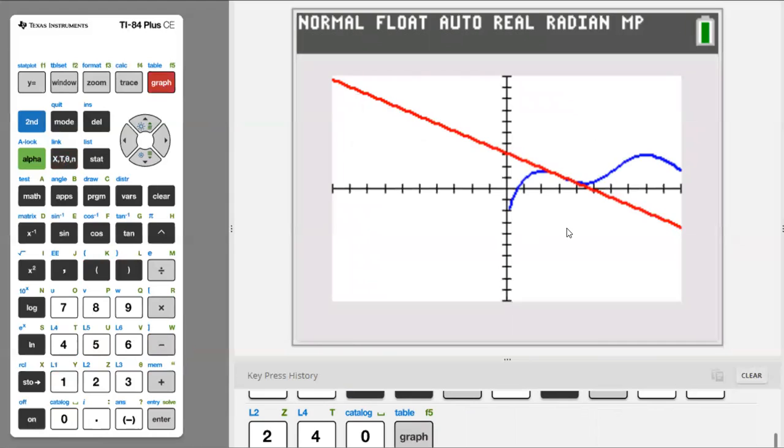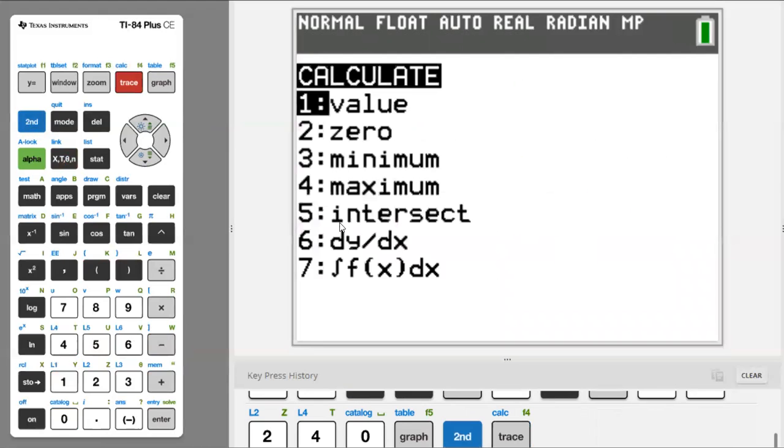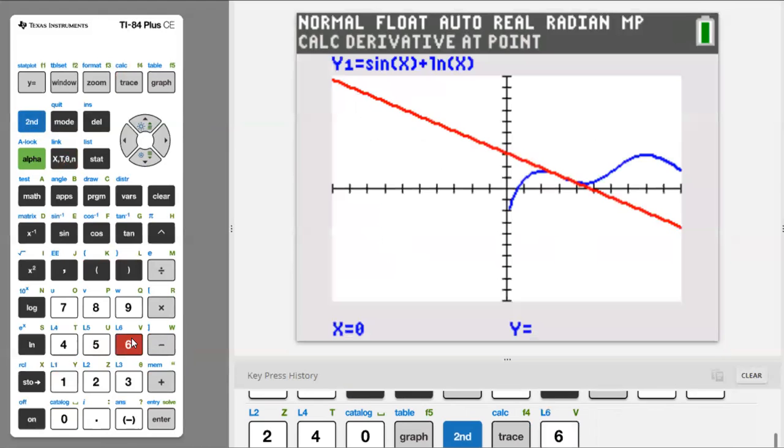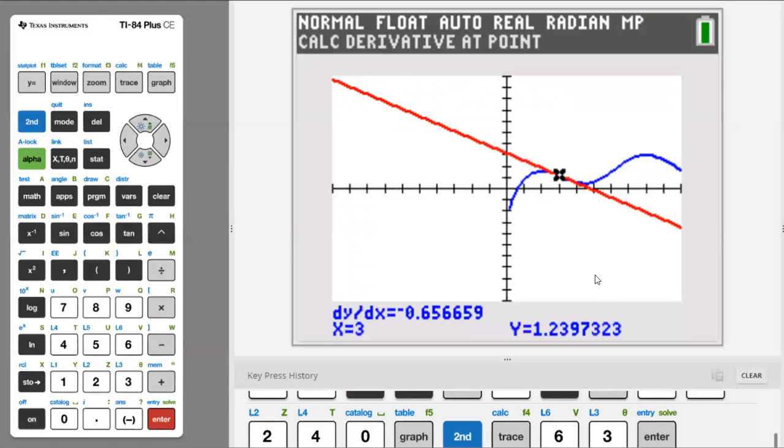And there we go. And let's see, again, let me bring up my calculate. Let's hit second calculate. Let's bring up the derivative at 3 again, just to compare. 6. And then I'm going to type in 3 on the keypad, enter. There you go. There's where that tangent line is. It's going right through that point. We could zoom in a little bit probably on it to see it a little bit closer, but there you go. So we got a tangent line graphed at that particular point.